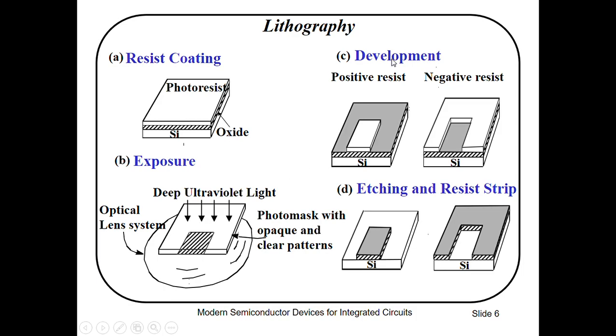And C, after development of exposed photoresist. So we have positive resist and negative resist. And in the end, D, after oxide etching and resist removal. So here we have this whole thing. You can see in the figure, etching and resist strip.